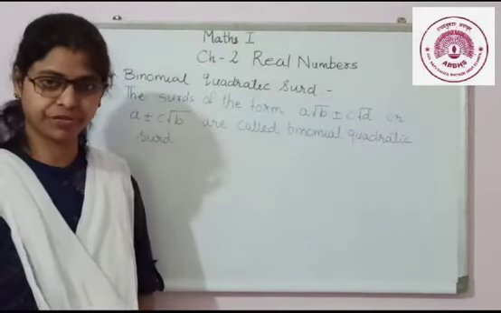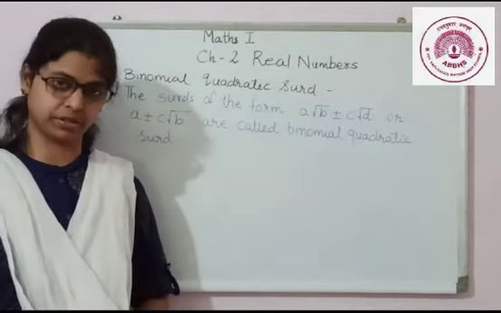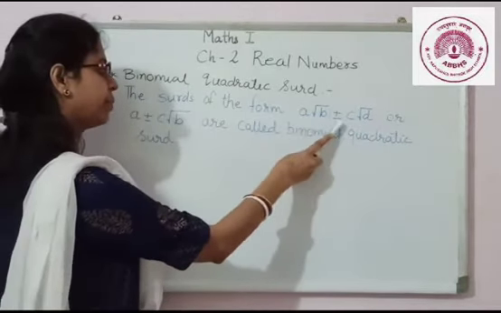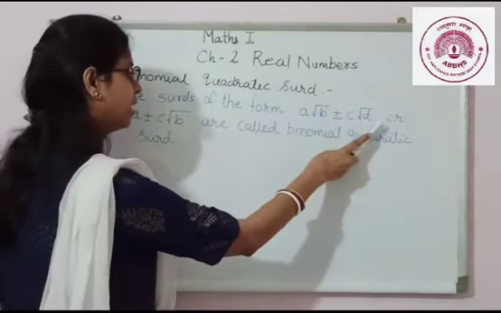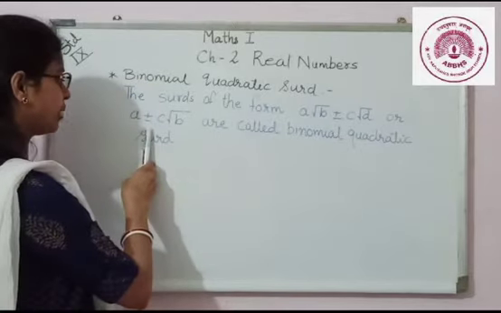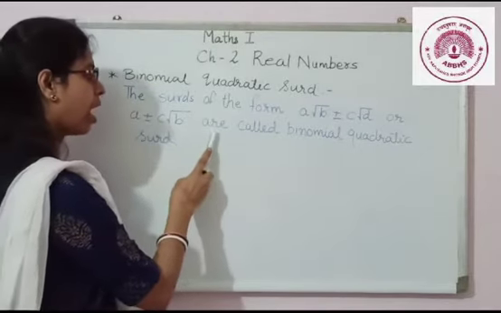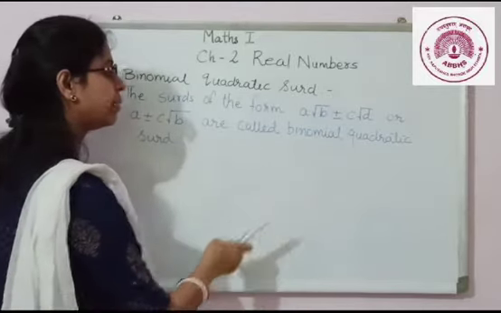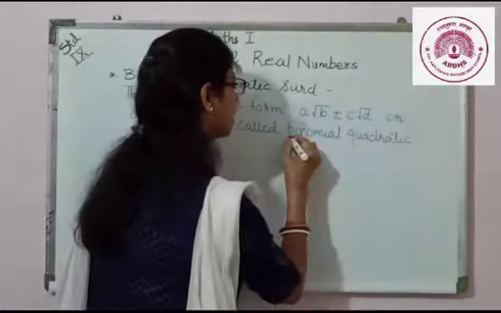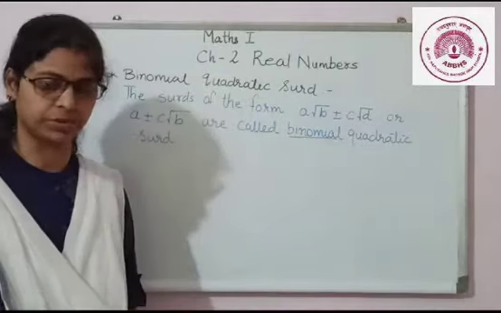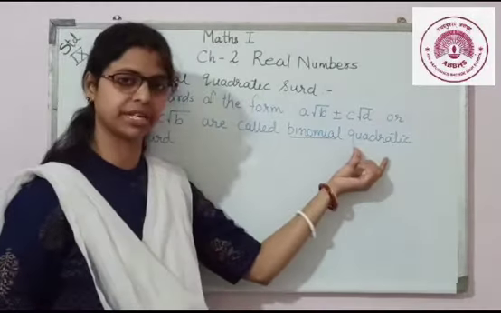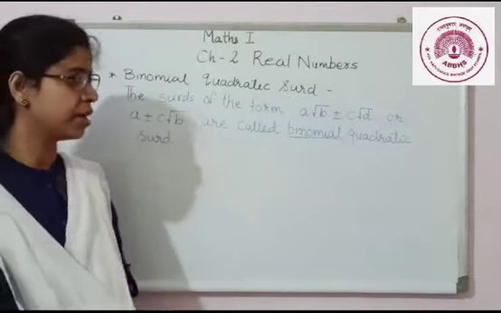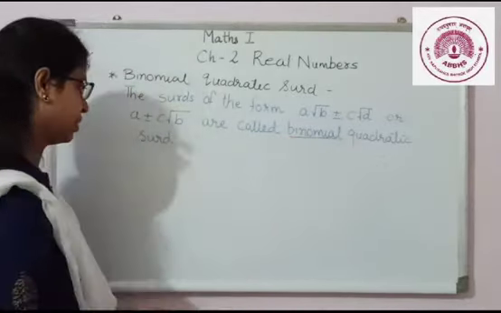Let's now define a binomial quadratic surd. The surds of the form A root B plus minus C root D, or A plus minus C root B, are called binomial quadratic surds. Now binomial means a surd having two terms, and we already know what a quadratic surd is. Quadratic surd means a surd of order 2. So that is a binomial quadratic surd.